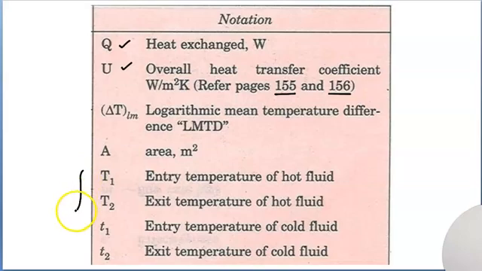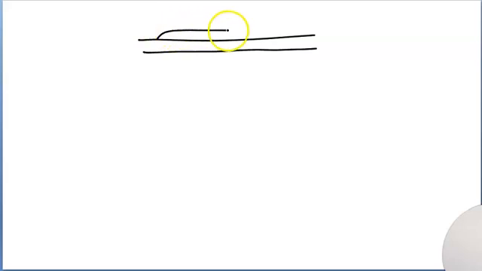Now these are the temperatures. In the data book, the notations given are capital T1 and T2 for the entry and exit temperatures for the hot fluid. So for the hot fluid, you use an uppercase T, and for the cold fluid, you use a lowercase t. Okay? So now I would like to show you a simple heat exchanger in parallel flow configuration and the temperature profiles. In parallel flow, you know that, let's say the hot fluid flows inside and the cold fluid flows outside.